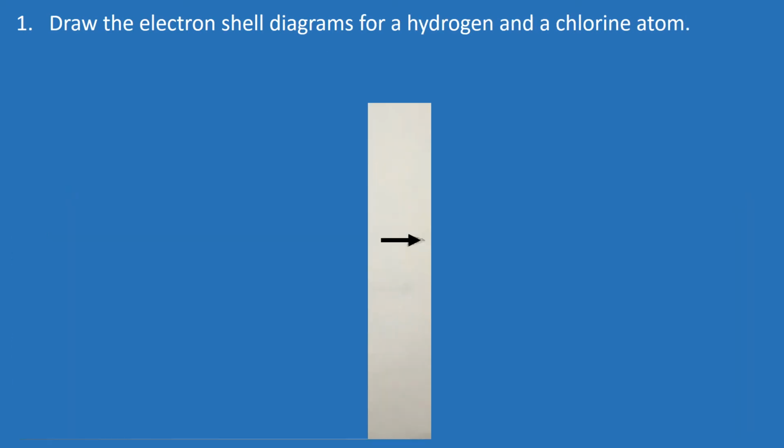Right, let's get a little bit more exciting. Let's look at a compound. So hydrogen and chlorine, so we're going to be making hydrogen chloride at the end of this, or better known by its name that we use in the lab, which is hydrochloric acid when it's dissolved in water. So electron shell diagrams please for hydrogen and chlorine. We've done these already, so it shouldn't be too long for you.